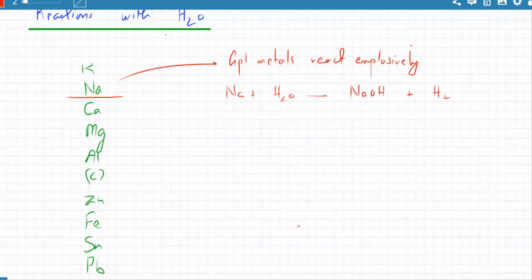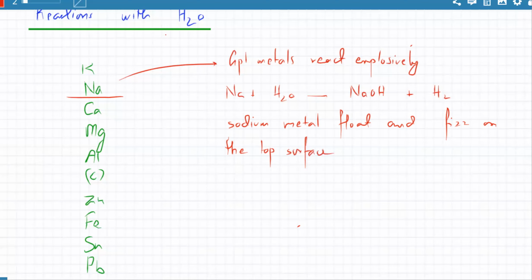The observations are, they're going to ask you about the observation. Sodium metal would float because it has low density, and fizz on the top surface. And it would melt, or catch fire. Bubbles of H2 gas would be seen. I mean, there is H2 gas being produced, so you're going to see bubbles of H2 gas. Okay, that's probably it. So remember the observation: what happens when a group 1 metal ends up reacting with water. Is that clear?